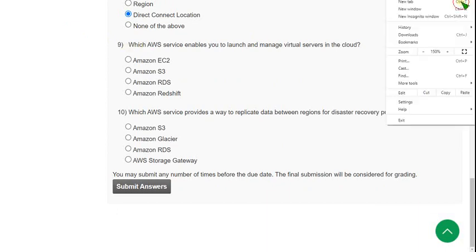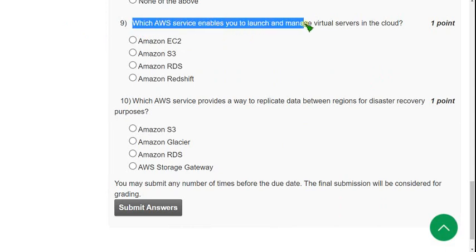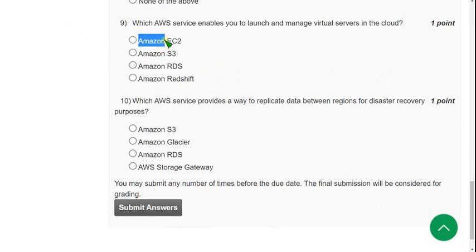9th one. Which AWS service enables you to launch and manage virtual servers in the cloud? For the 9th question, the probable answer is the 1st option, Amazon EC2. It is also not directly mentioned, but I have gathered this. In Amazon Web Services, it is indirectly mentioned. So I am giving the 1st option as the probable answer for the 9th question.